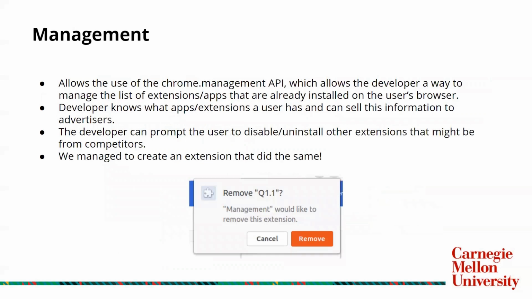Next comes the management permission, which allows the developer to manage the list of extensions or applications that are already installed on the user's browser. The developer knows what apps or extensions a user has installed on the browser and can sell this information to advertisers. The developer can also prompt the user to disable or uninstall other extensions that might be competitors. We actually managed to create an extension that did the same thing, but in the interest of time, we will not be demonstrating it. However, you can see the uninstall prompt being shown to the user after our extension managed to invoke the uninstall method.